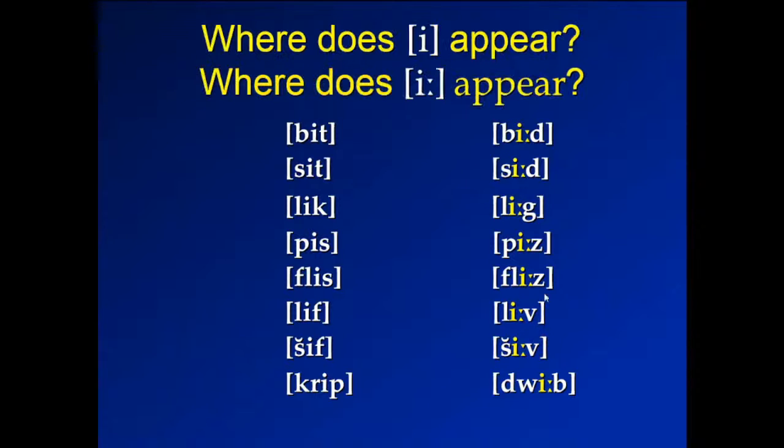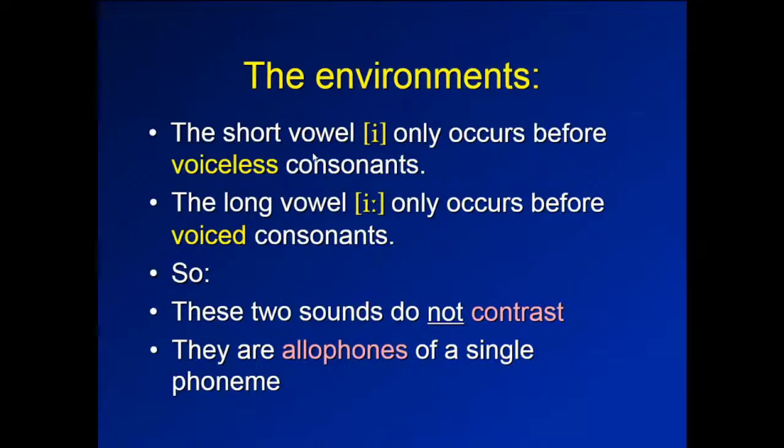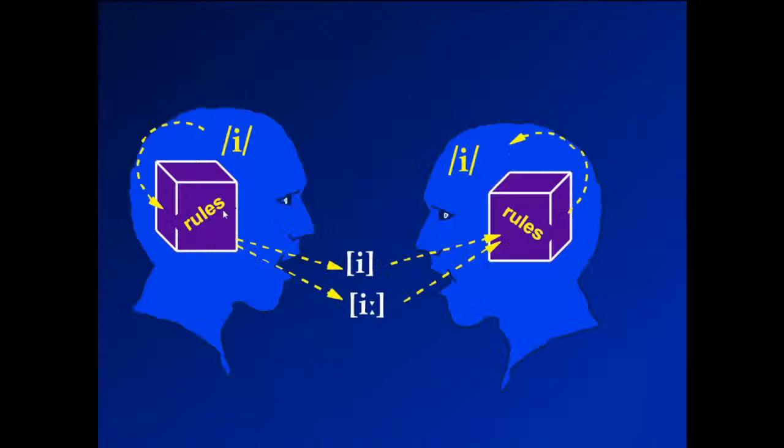Now, where does each vowel appear? Same thing. The environment: the short vowel only occurs before voiceless consonants. The long vowel only occurs before voiced consonants. So, these two sounds do not contrast. They are allophones of a single phoneme. This is what exists in the mind of the native speaker. We have got one phoneme, and through the rules that are stored in the mind of the native speaker, it can be pronounced as the short or the long vowel.